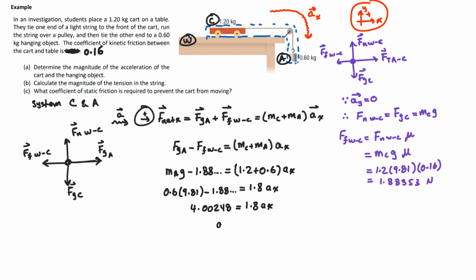Divide both sides by 1.8, and I will get 2.2236. And I just want the magnitude of acceleration. So this is going to be approximately, I need two significant figures, 2.2 meters per second squared. And I will highlight my answer.